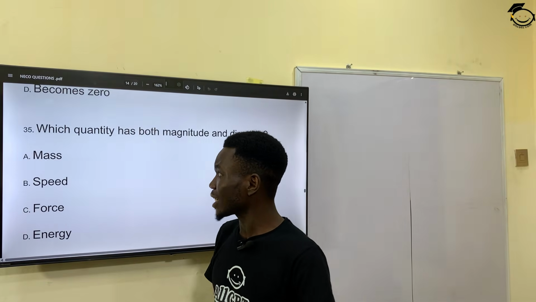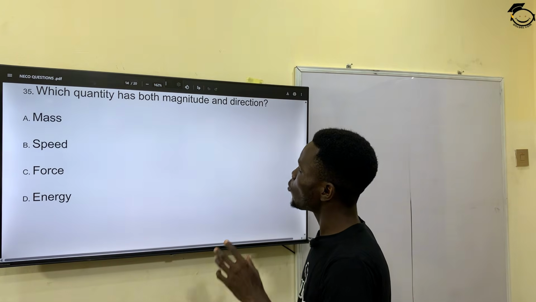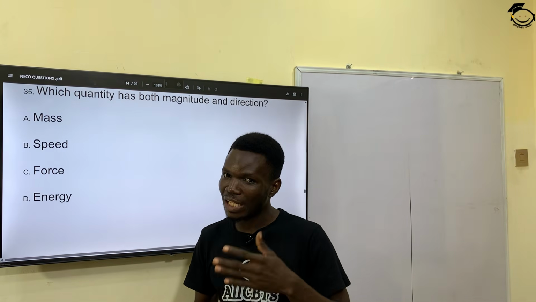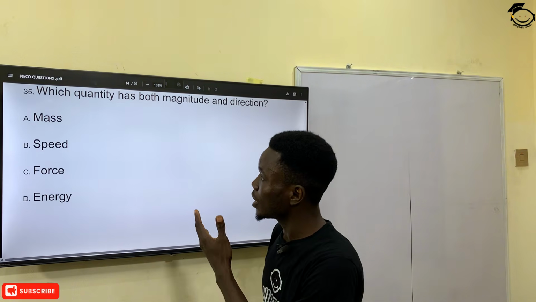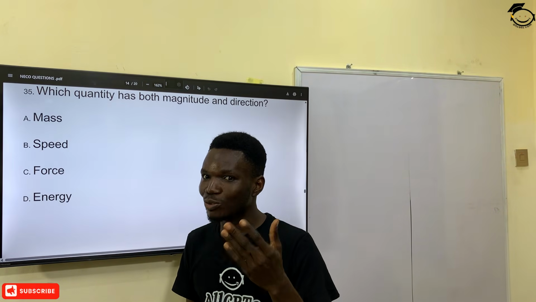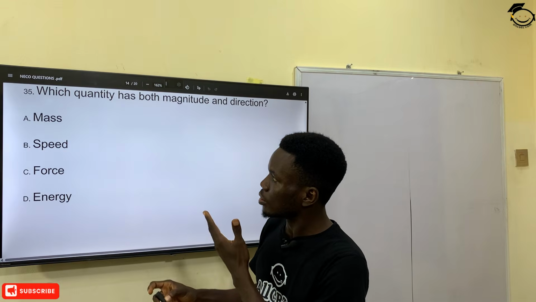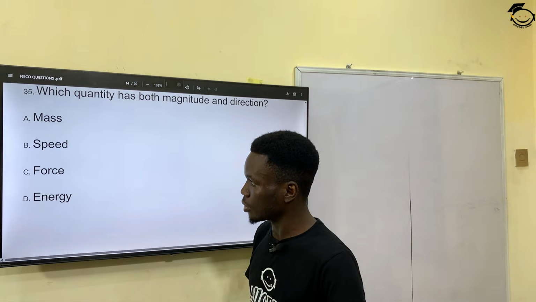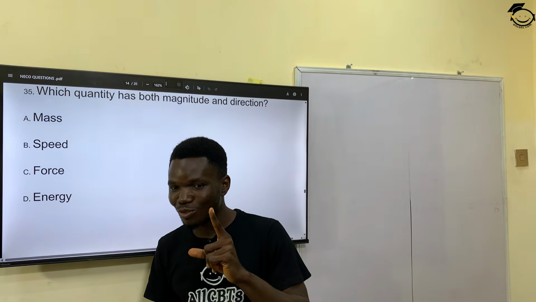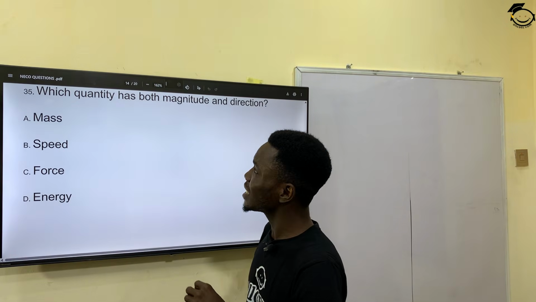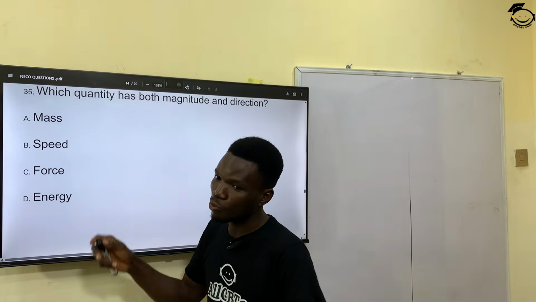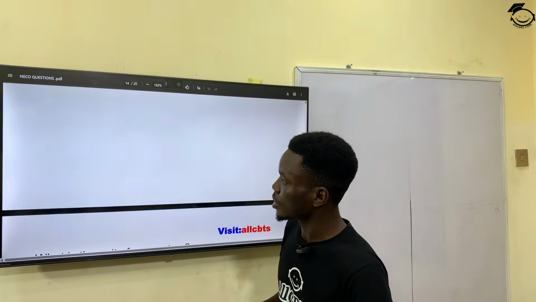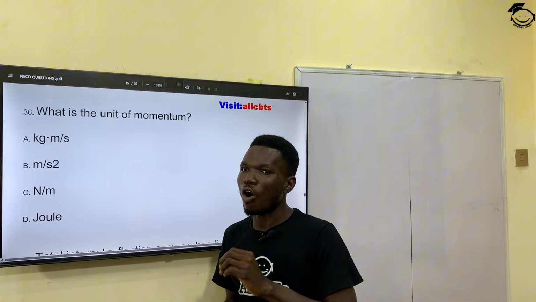So that is also question number 35, which says, which quantity has both magnitude and direction? So out of these options, which quantity has both magnitude and direction? The first option, the mass. Mass has only what? Magnitude. There is no direction. Option B, which is speed, it only has what? Magnitude. There's also no direction. Energy has only what? Magnitude also. There is no direction. So the quantity that has both magnitude and direction is force, which is what? Option C.